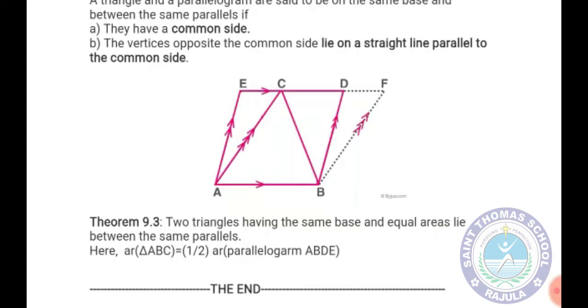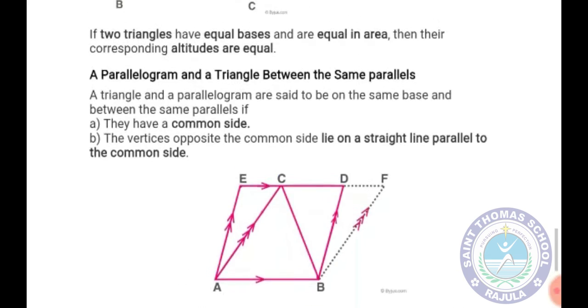These are the two triangles, for example, triangle ABC. Two triangles that have the same base and equal areas lie between the same parallels. So triangle ABC is equal to half of parallelogram ABDE. You can see over here ABDE is a parallelogram.